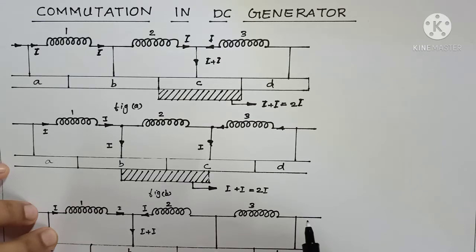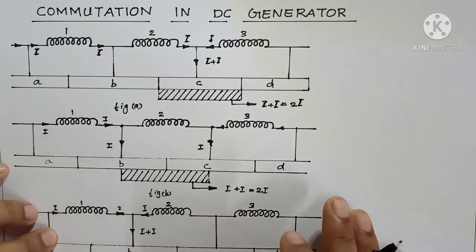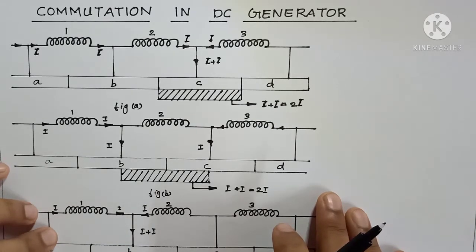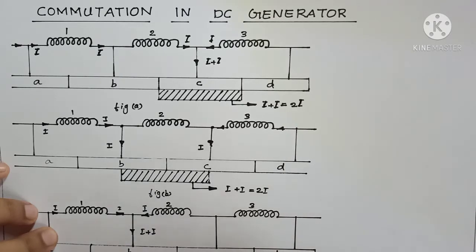In DC generators, split rings are the commutator. So the function of the commutator is to convert the alternating current into direct current for DC generators. For DC motors, we also need a commutator, but that will help to give alternating current to the machine. So here we will see the commutation process in DC generators.